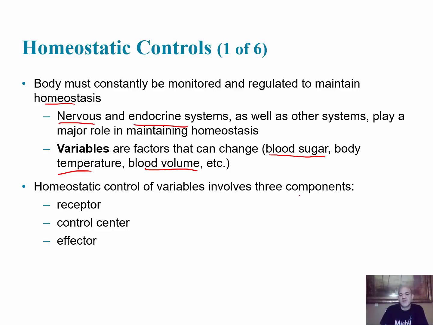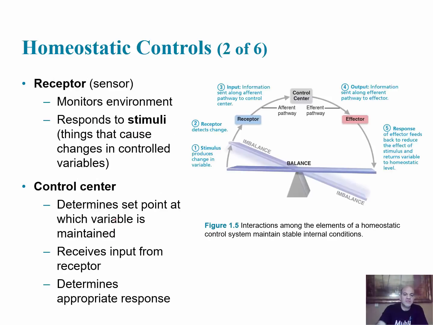Homeostatic control of variables is going to involve three components. The first component is a receptor, something to receive information, then a control center to take that information and provide some sort of output that will go to an effector to help work on maintaining control of those variables.